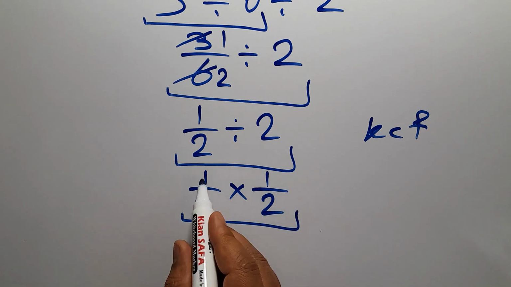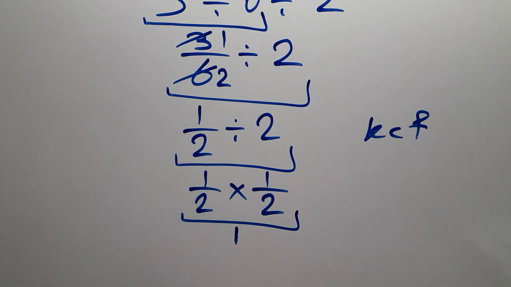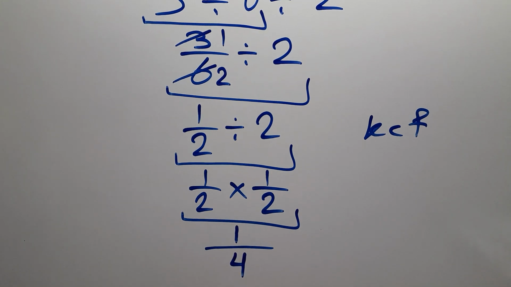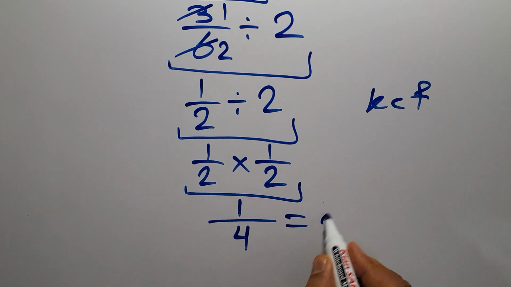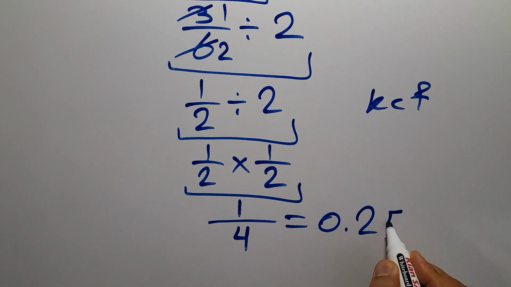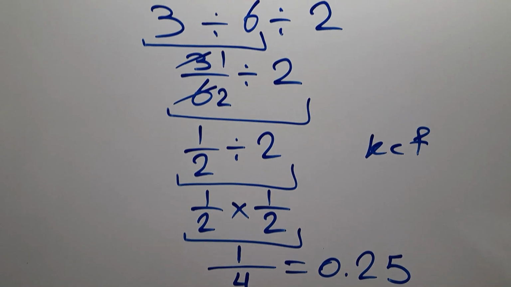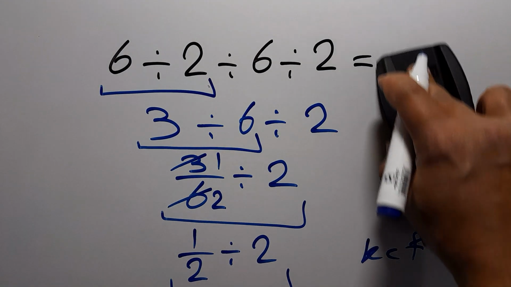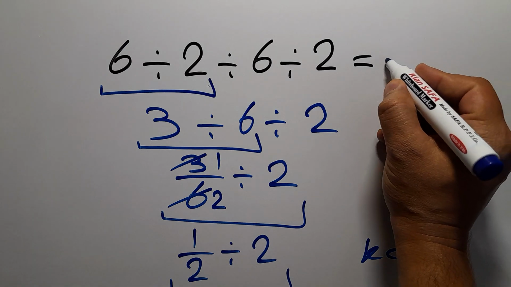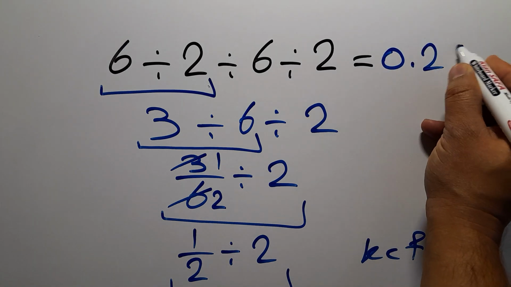And this is equal to 1 times 1 gives us 1, over 2 times 2 gives us 4. So our final answer to this problem is just 1 over 4, or 0.25. The correct answer is 0.25.